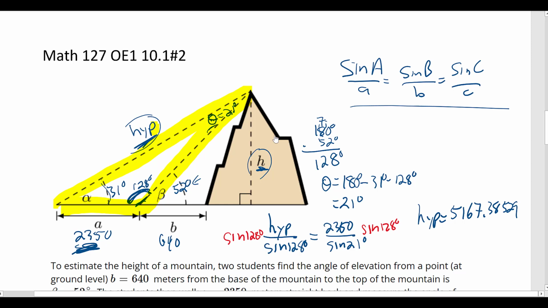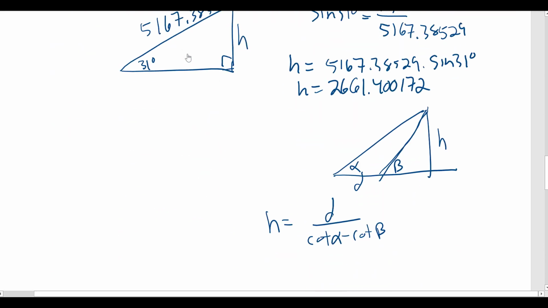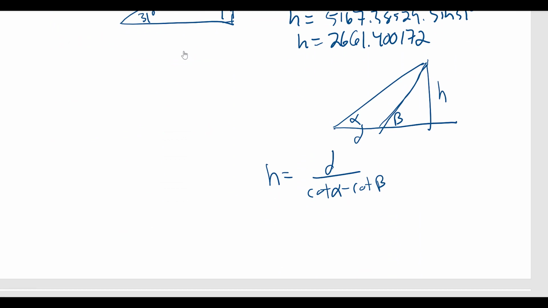Let me show you another way of doing this problem. It comes from another book, and it's called the Surveyor's tool. If you have a drawing like this, with alpha and beta, there's the height, and you have this distance d here, and this angle and this angle, the height is d over cotangent of alpha minus cotangent of beta. I know some of your calculators might be fancier, but mine does not have a cotangent button, so I just use 1 over tangent.